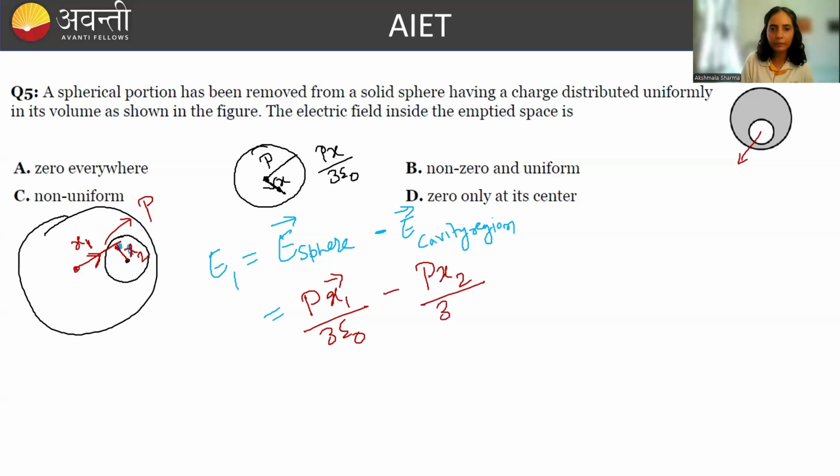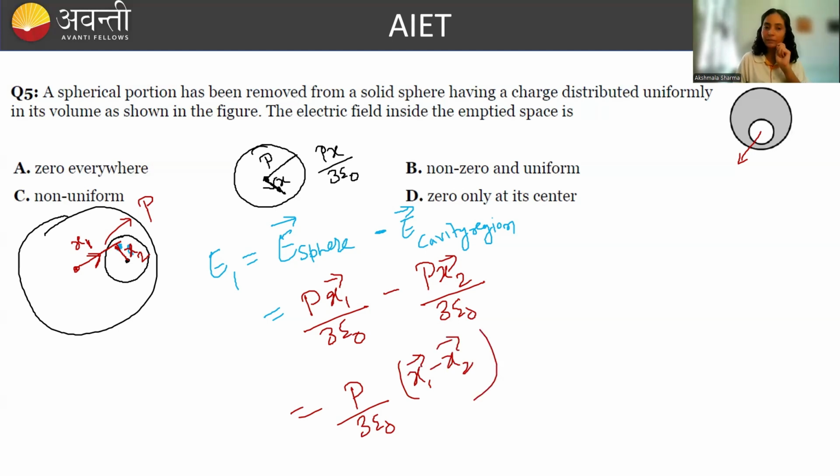So rho x2 by 3 epsilon naught. So what you will see, rho by 3 epsilon naught, x1 minus x2. Okay? So rho is a constant, 3 epsilon naught is a constant. Let's see x1 minus x2 is what. So if you look at x1 minus x2, you are subtracting x2 from x1. The cavity region also had positive charge, so electric field at 1 will be like this. But when you are giving minus sign, electric field will get reversed because we are subtracting it. Done. So its direction will be this.